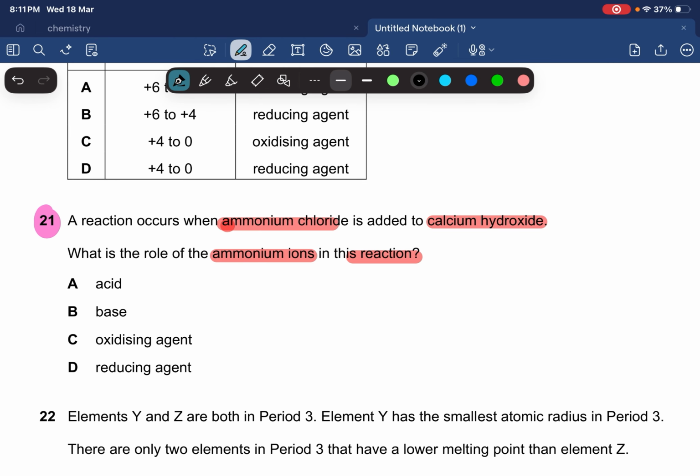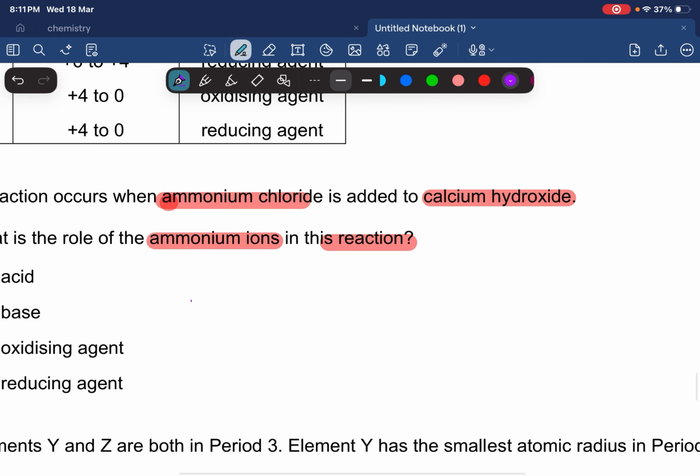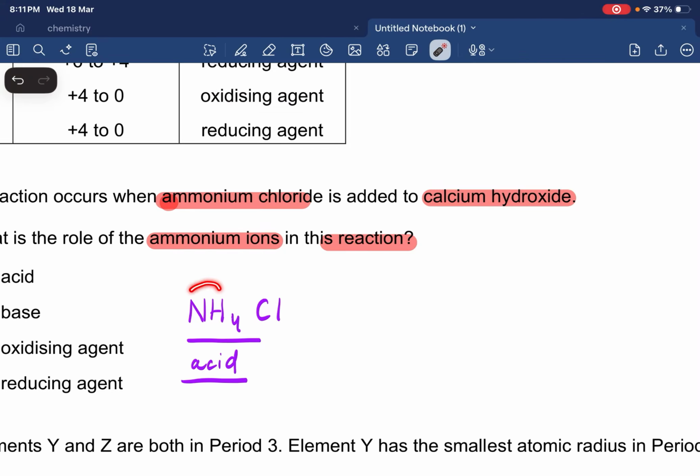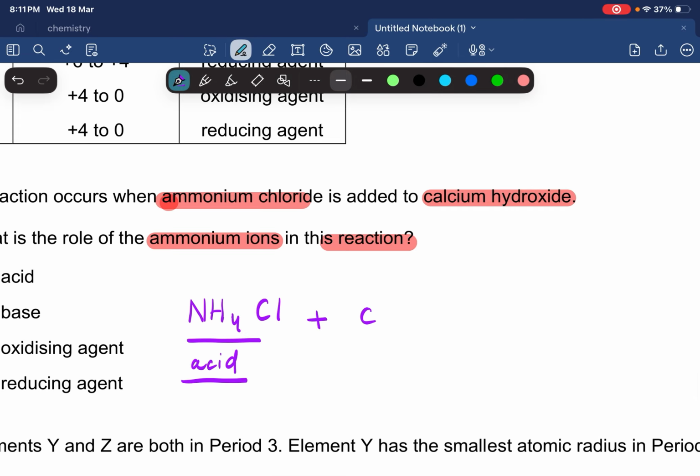No worries, we're going to write the equation, we're going to look at what's happening and then figure it out. Ammonium chloride is NH4Cl. And you know that ammonium ion is a very good acid because ammonium ion can donate its extra proton and convert into ammonia. That's why ammonium ion is an acid. And then we're adding calcium hydroxide to it.